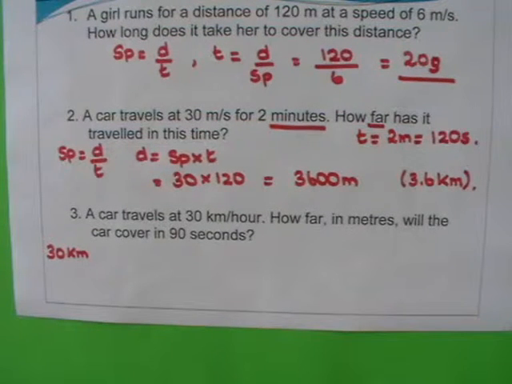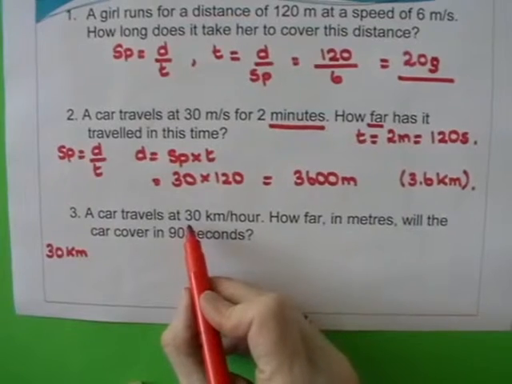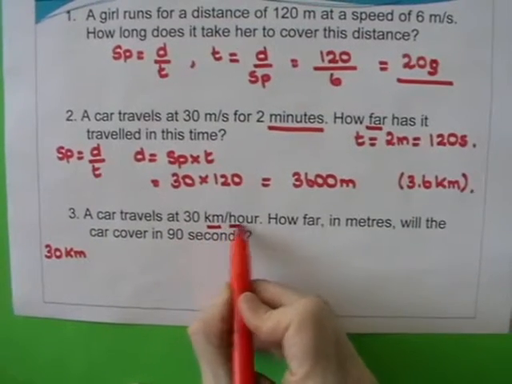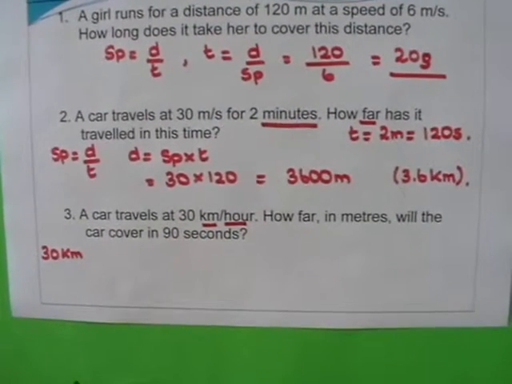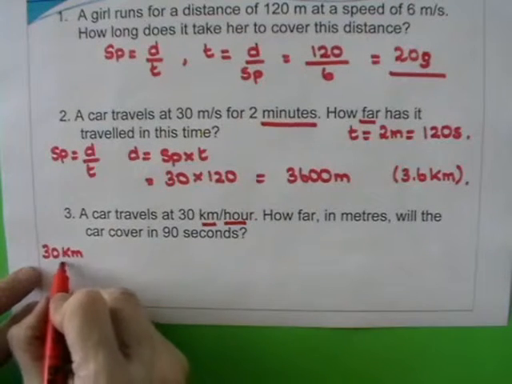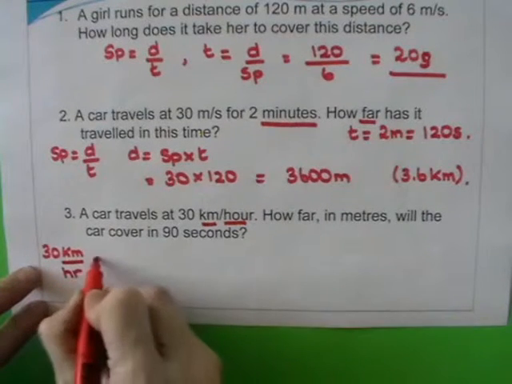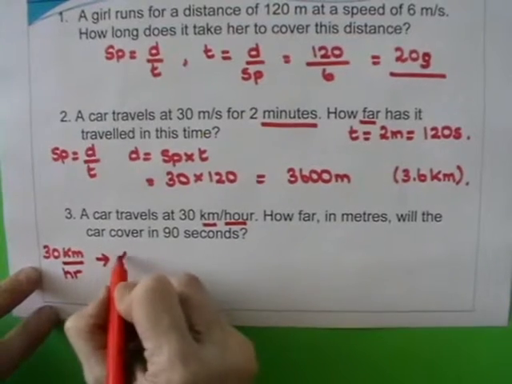The third question, a car travels at 30 kilometres per hour. How far in metres will the car travel in 90 seconds? Now the problem here is that this speed is given in kilometres per hour, and we have to change that. So first of all, if you write down 30 kilometres over hours, how do you change kilometres into metres? You have to multiply by 1,000.